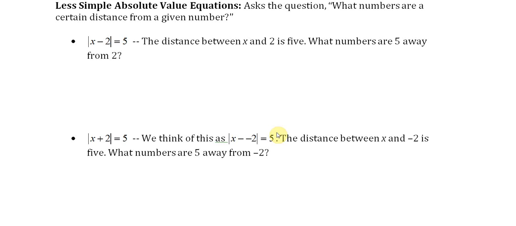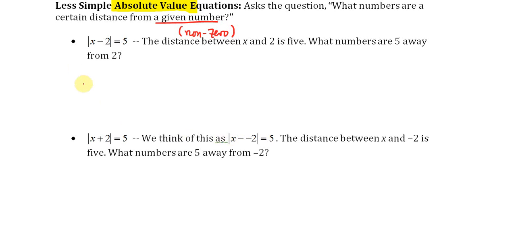Let us look at slightly less simple or slightly more complicated versions of absolute value equations. Remember, we asked the question, what numbers are a certain distance away from zero? When we talk about absolute value, we're talking about the absolute distance from zero. Now, in the next couple problems, we're going to talk about what numbers are a certain distance away from a given number, some non-zero value.